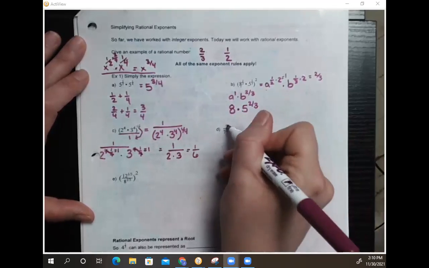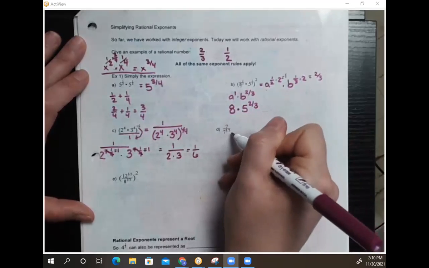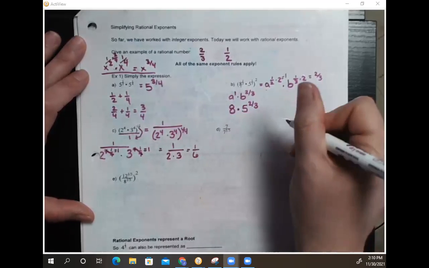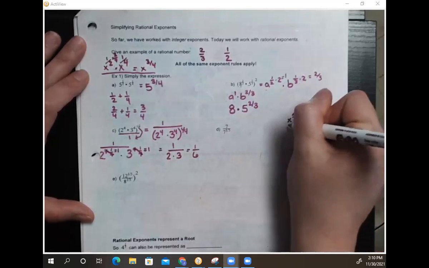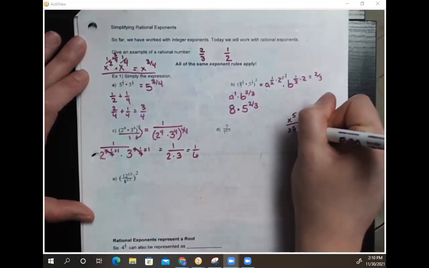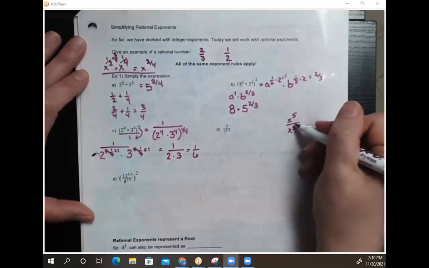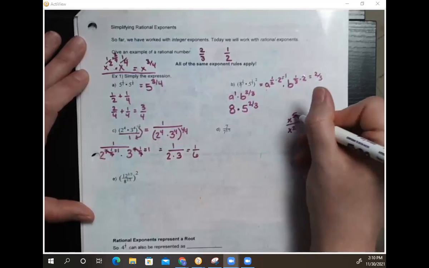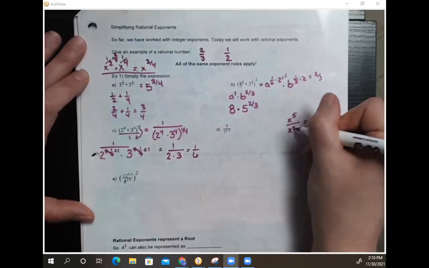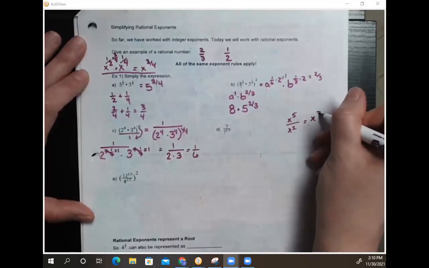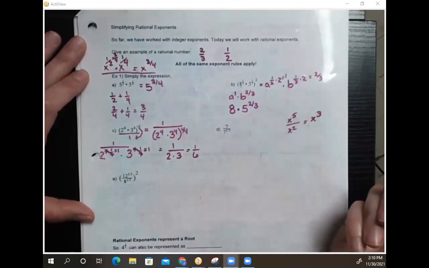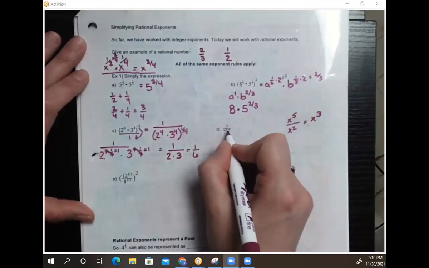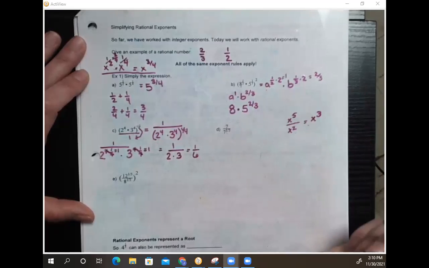For D, I've got 7 divided by 7 to the 1/3 power. Now, if this were x, let's say to the 5th divided by x squared, we know that we would subtract those powers. So big minus little, 5 minus 2 would give me 3. We would have x to the 3rd. It would stick on top because that bigger exponent is on top. I'm going to do this the same way with my base of 7.